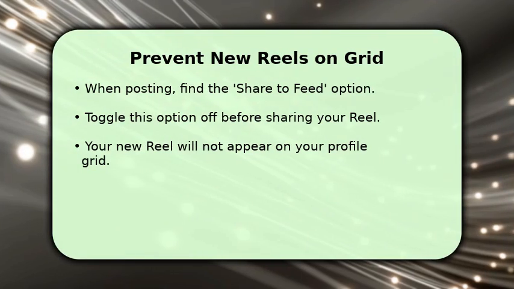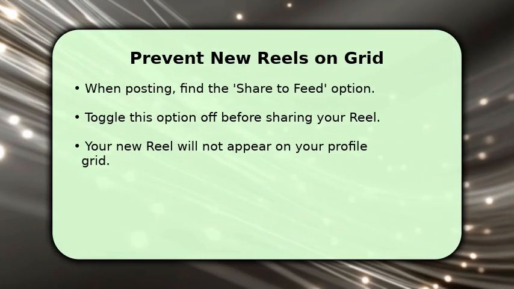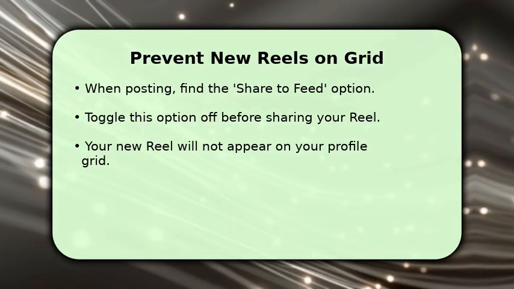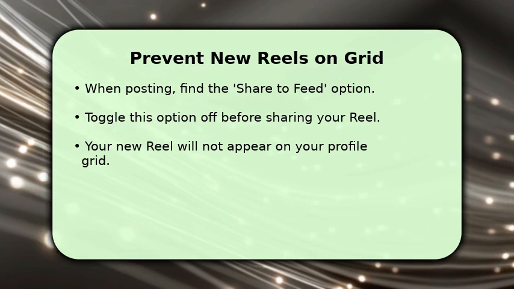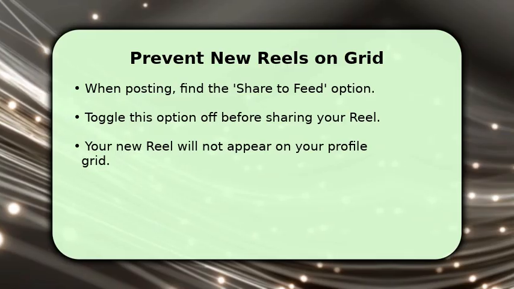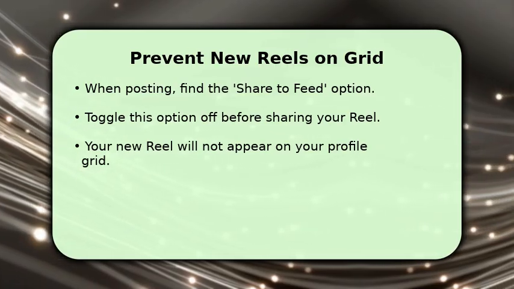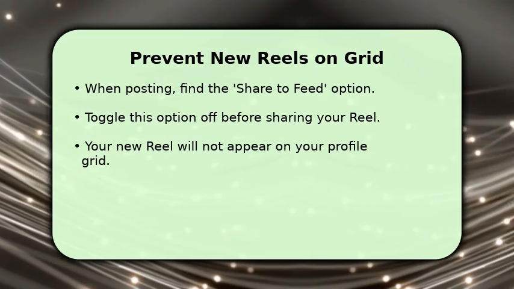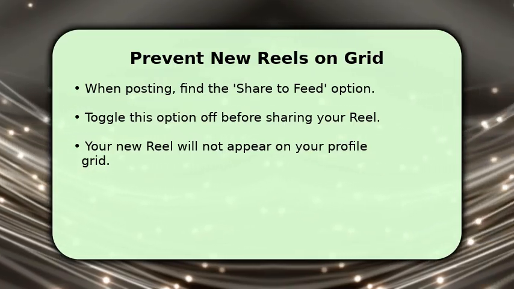When you are creating a new Reel and are about to post it, you have the opportunity to prevent it from appearing on your main profile grid from the start. On the final sharing screen, before you tap Share, look for an option labeled Share to Feed. By default, this is usually turned on. Simply toggle this option off, and your new Reel will only be visible in your dedicated Reels tab.